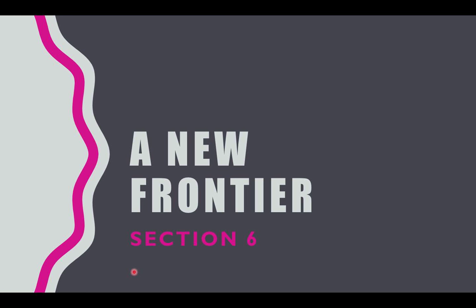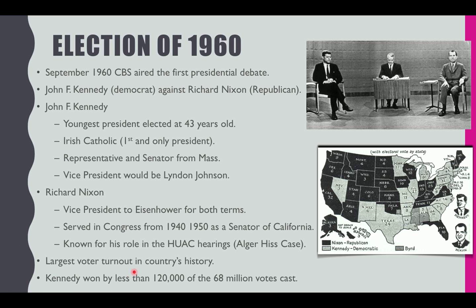We've got a new frontier to talk about. Let's first start with the election of 1960. With the election of 1960, we've got to think about what happened in the 1950s. We said in the last part of this unit that almost every home had a TV now. That TV being in every family's living room is going to change the results of the 1960 election. Because in September of 1960, CBS is going to air the first presidential debate.